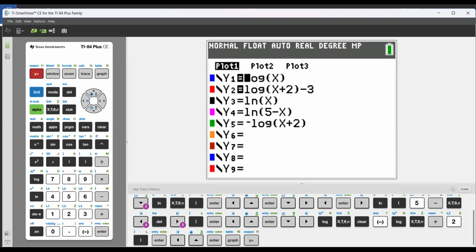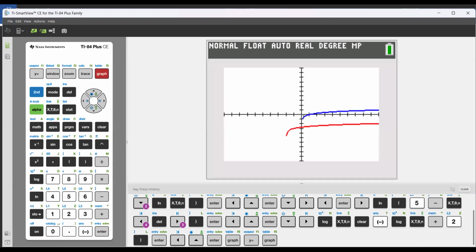We have that it has indeed shifted down 3 and to the right, or excuse me, to the left 2. So the blue is my parent, the red is my translated, my g of x. Okay, let's go back and work on the next one.